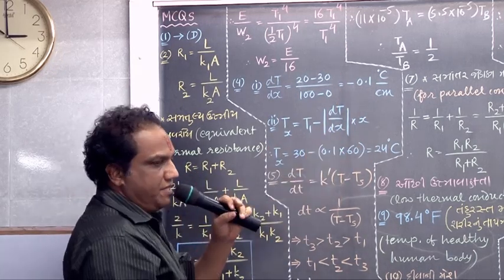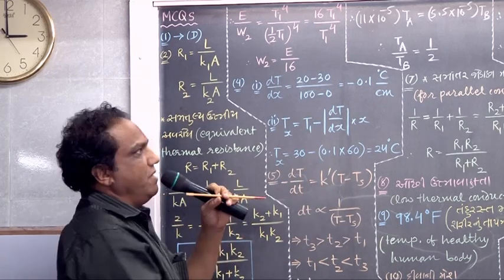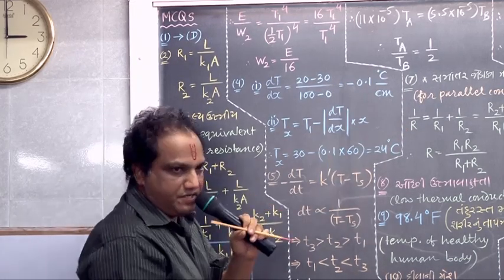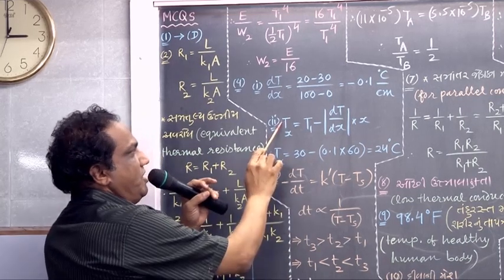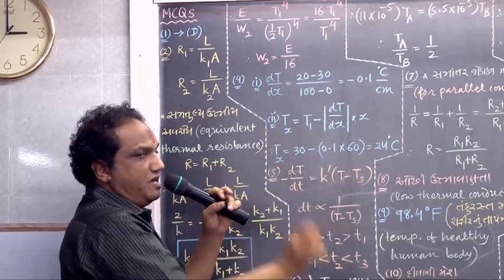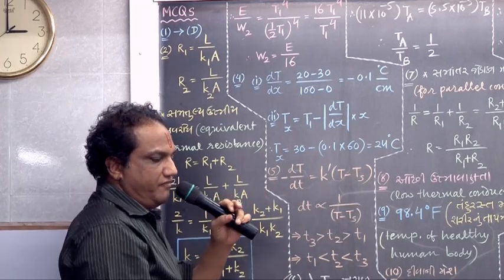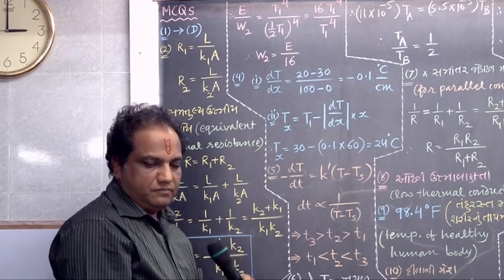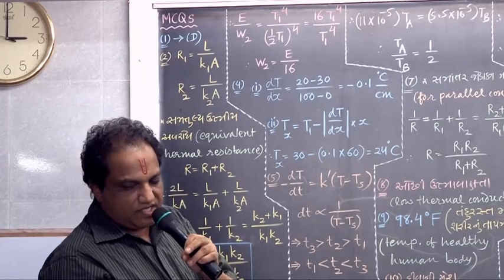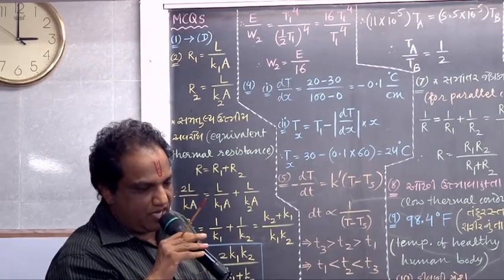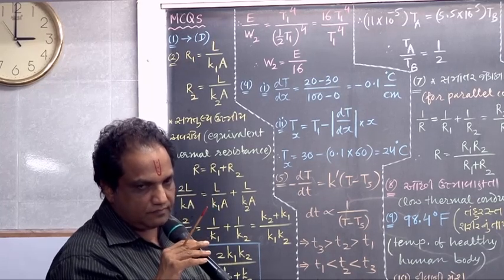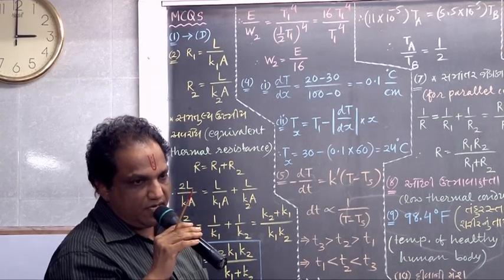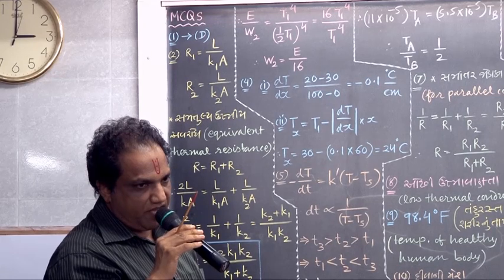What does this negative sign indicate? As we move away from the hot end by 1 centimeter, temperature will decrease by 0.1 degree centigrade. Remember the formula for finding temperature at distance x from the hot end. All of you have written it in the notes. Find it in the first illustration in the notes, in the last section. Is it there? Yes. T equals T1 minus mod of dT by dx into x.